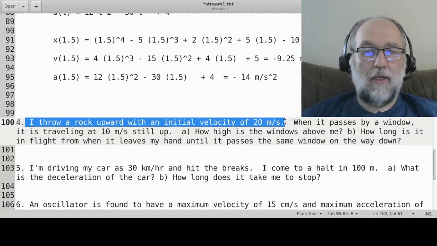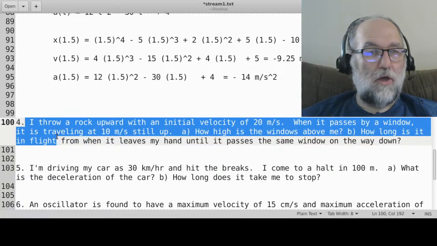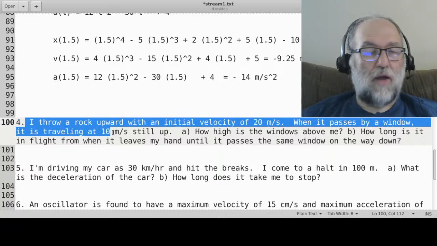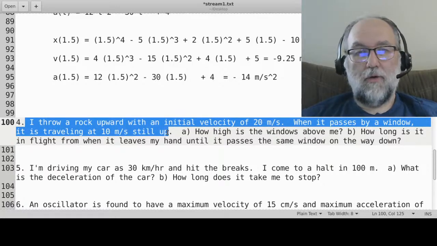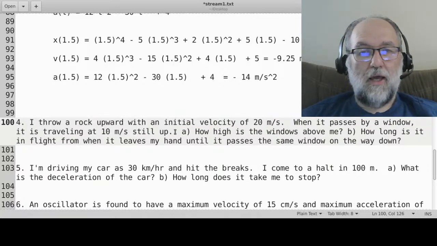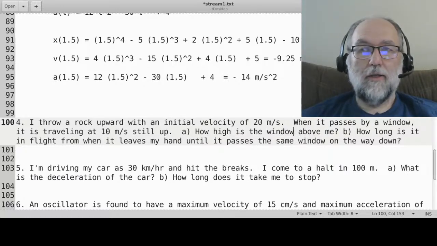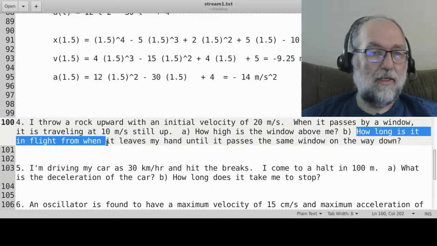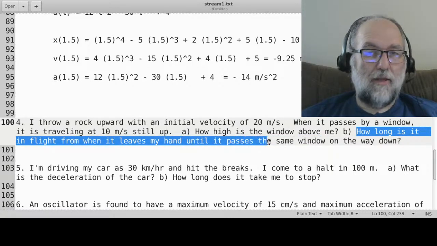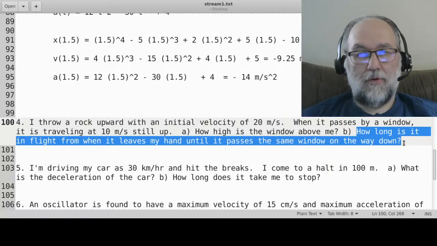Beside a building, when it passes by a window in the building, it's traveling at 10 meters per second up. The first question is, how high is the window above me? The second question is, how long is it in flight when it leaves my hand until it passes the same window on the way down?